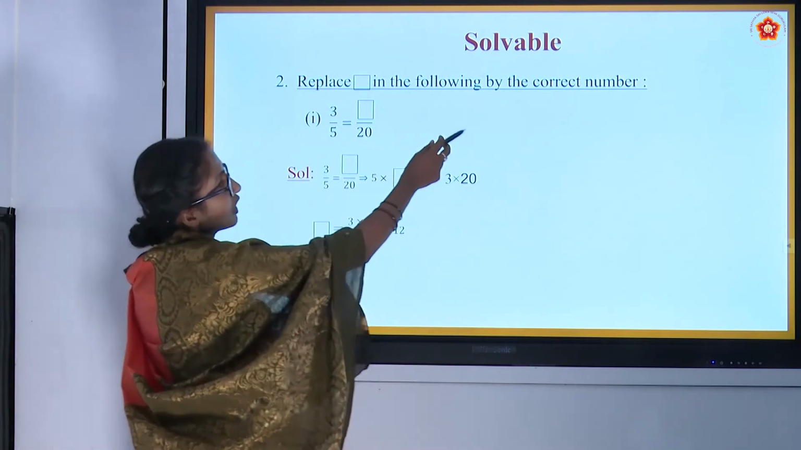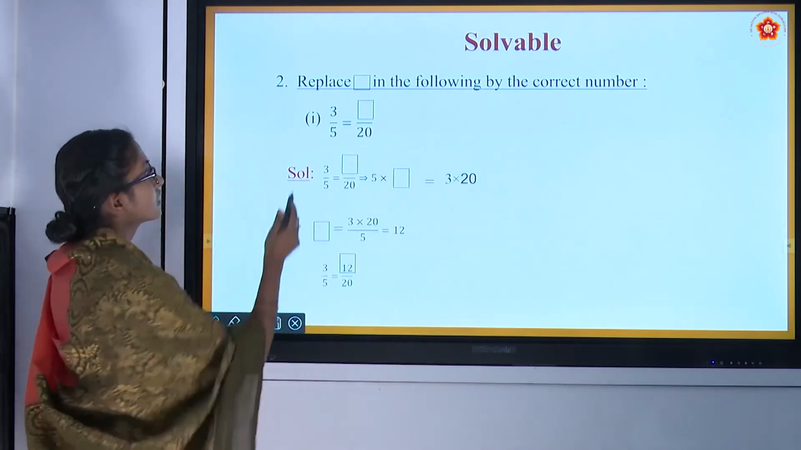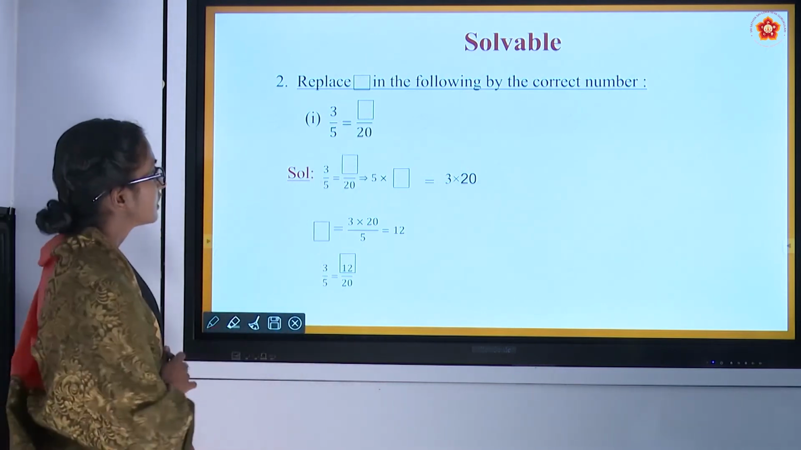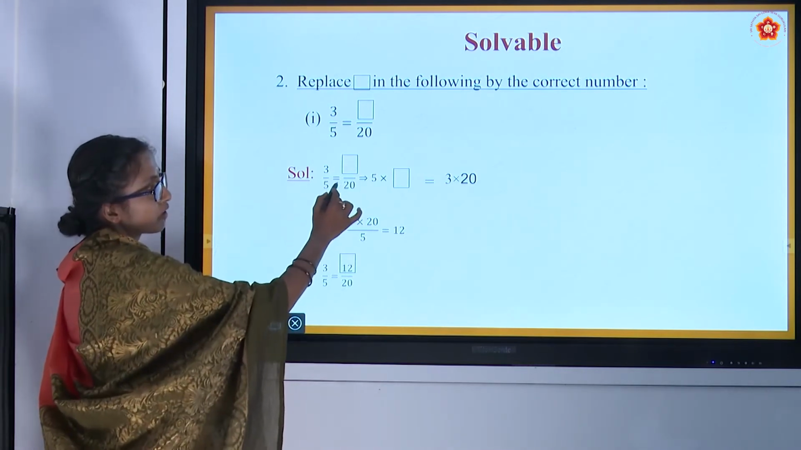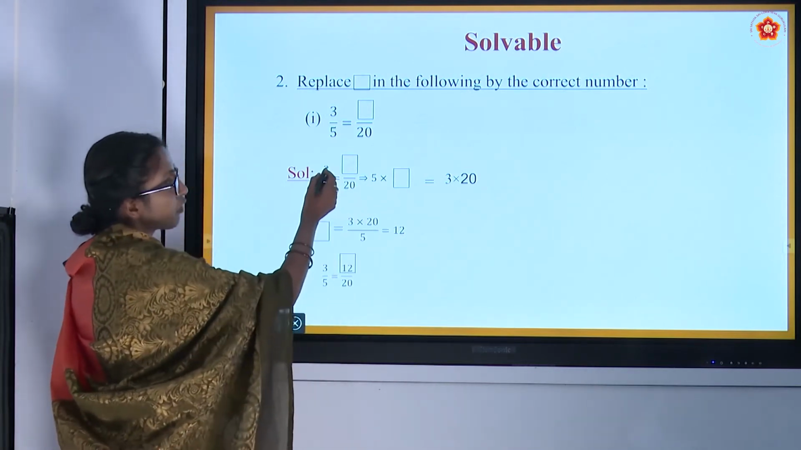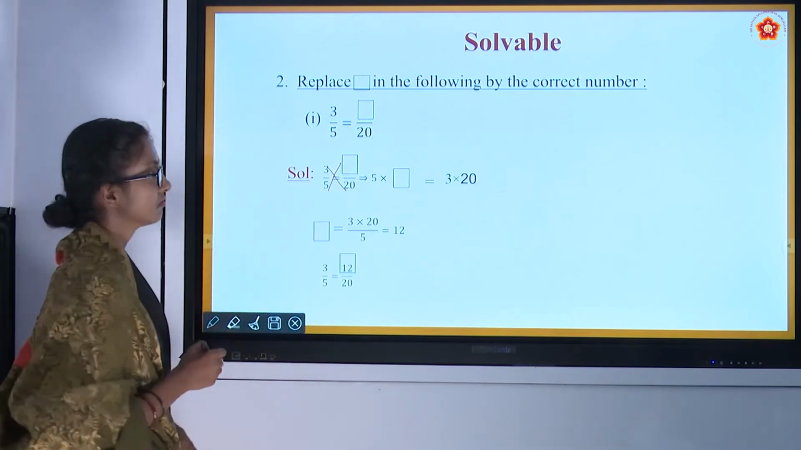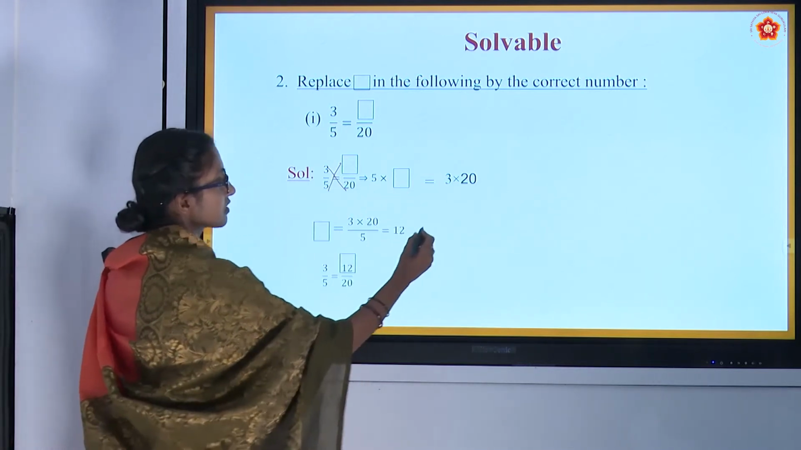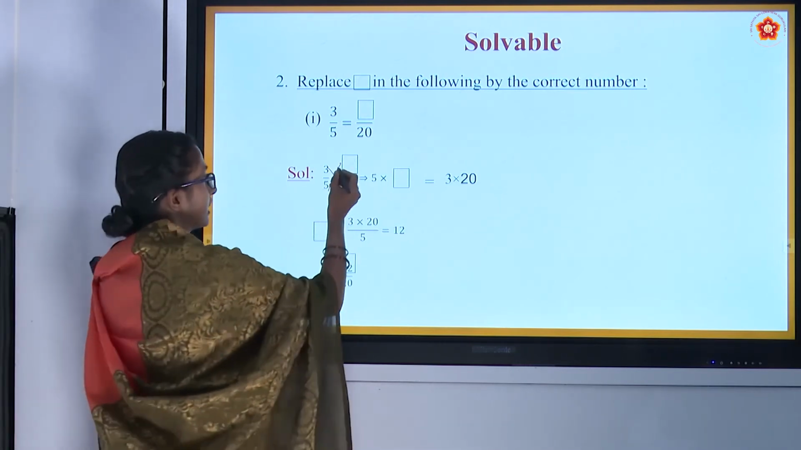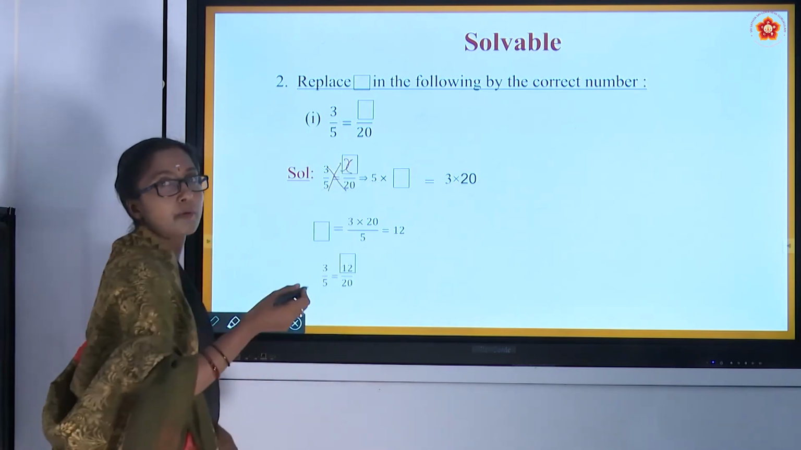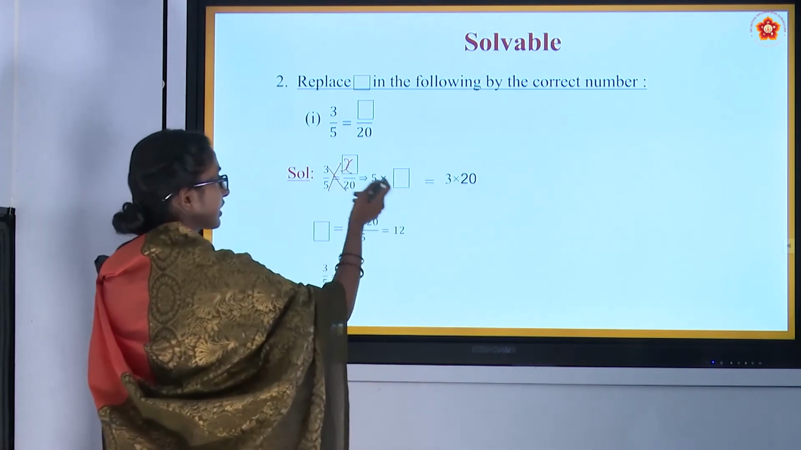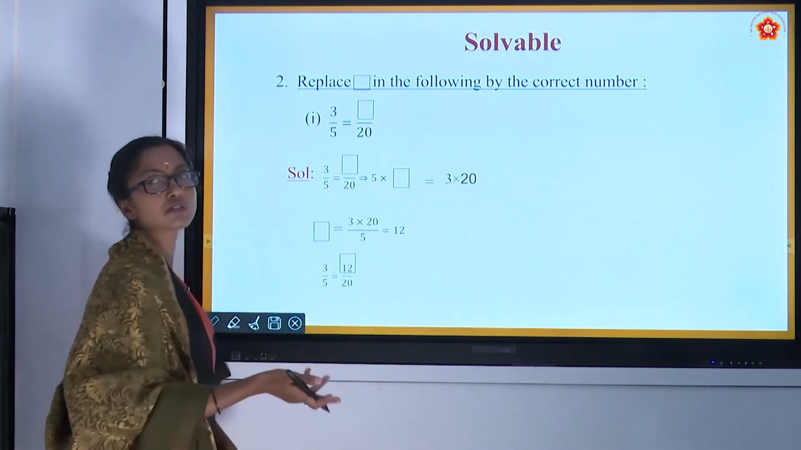Replace the box in the following by the correct number. So 3 by 5 is equal to box divided by 20. They have given 3 by 5 equals box by 20. We can write it here as, see, we will go for cross multiplication. Instead of the box you can consider any English alphabet also, X, M, N, whatever, but usually we will consider it as X. Instead of X, if it is a box also, it is fine.